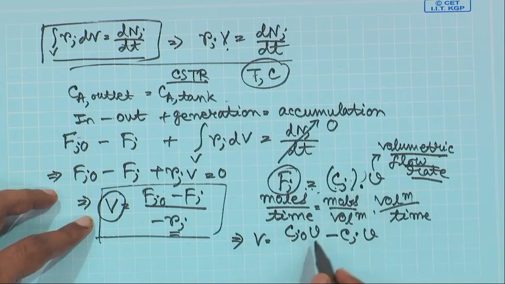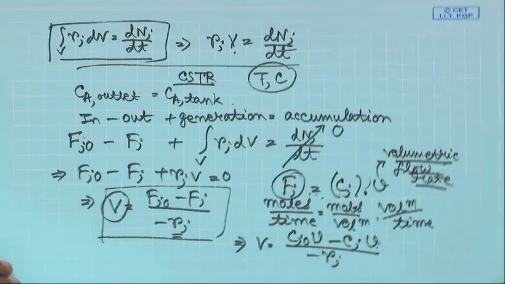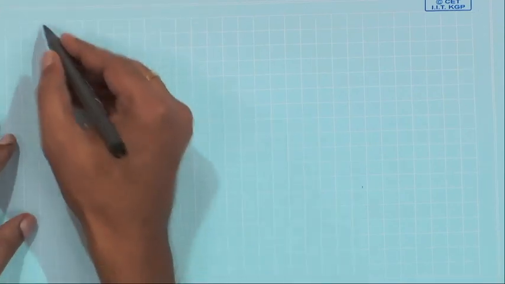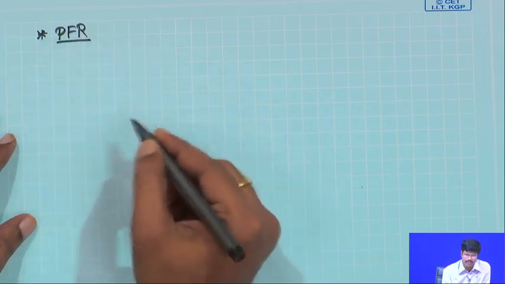Let us assume that the volumetric flow rate in is equal to the volumetric flow rate out minus R j. So, this is the design equation. Finally, in the concluding part of this lecture, we will talk about the design equation for the plug flow reactor.